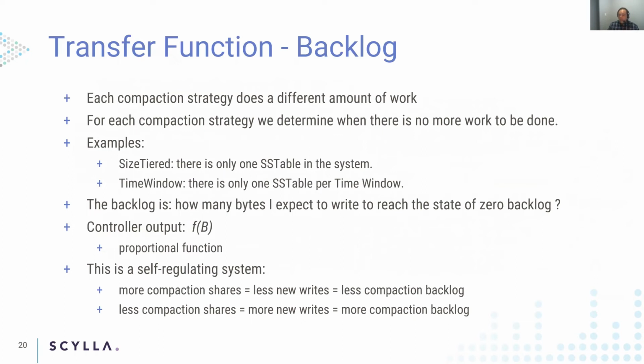When I have more compaction shares, what happens is that I have fewer new writes because compactions are now using more resources. The new incoming writes now have fewer resources to work with. They become slower and they generate less compaction backlog in the future. And the converse is also true. If I have fewer compaction shares, I will have more writes, and as a result, more compaction backlog. So this is a kind of homeostasis system in which at some point I expect to reach an equilibrium.